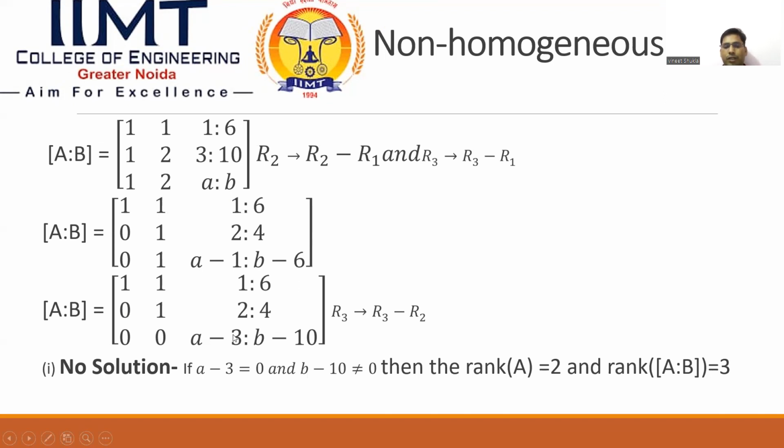Now for no solution, if A minus 3 equals 0 but B minus 10 does not equal 0, then the rank of the coefficient matrix will be 2, but the rank of the augmented matrix will be 3. Hence, rank of A is not equal to rank of the augmented matrix. In this case, the system is inconsistent and has no solution. That is, if A equals 3 and B not equal to 10, the system will have no solution.